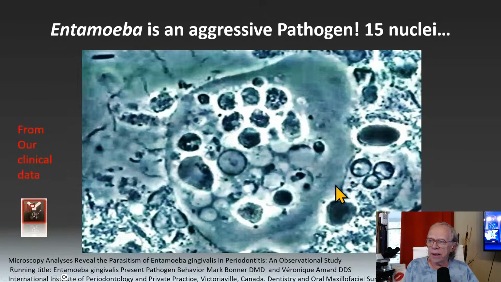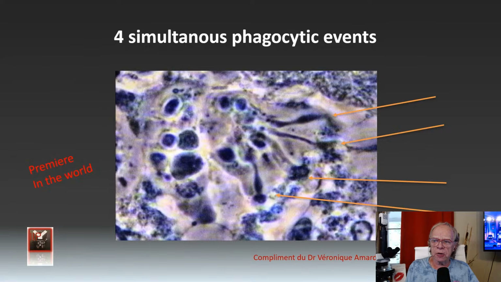This is a big one I put on Wikipedia. A typical nucleus is 4 micron, with chromatin and karyosome in the center, 4 micron in diameter, and here is a nucleus of more than 15 neutrophils that have been eaten. So don't keep this, it is an aggressive pathogen.